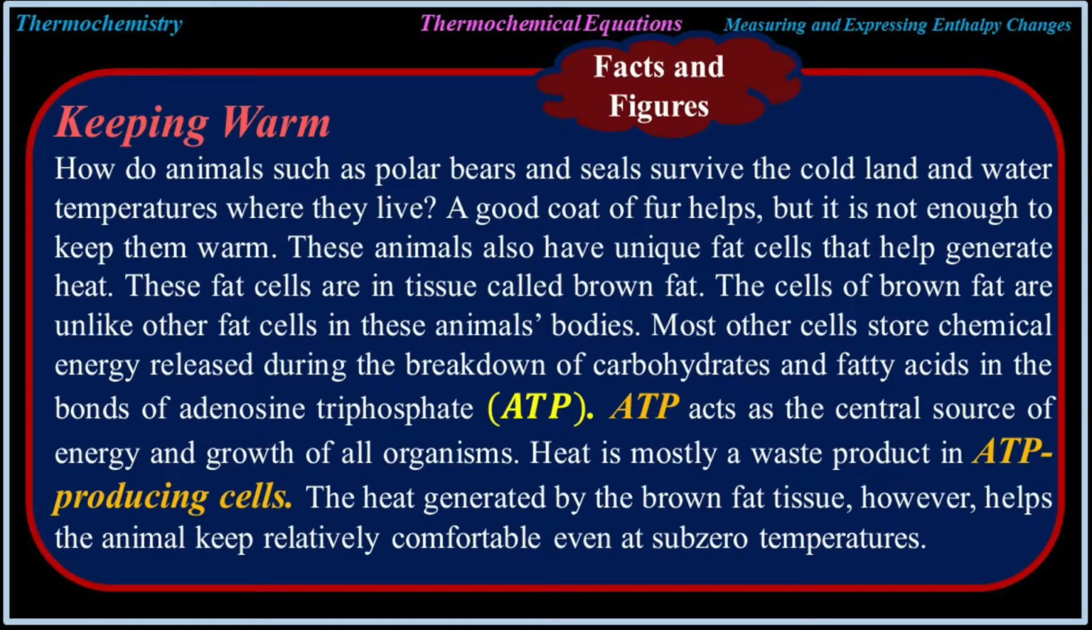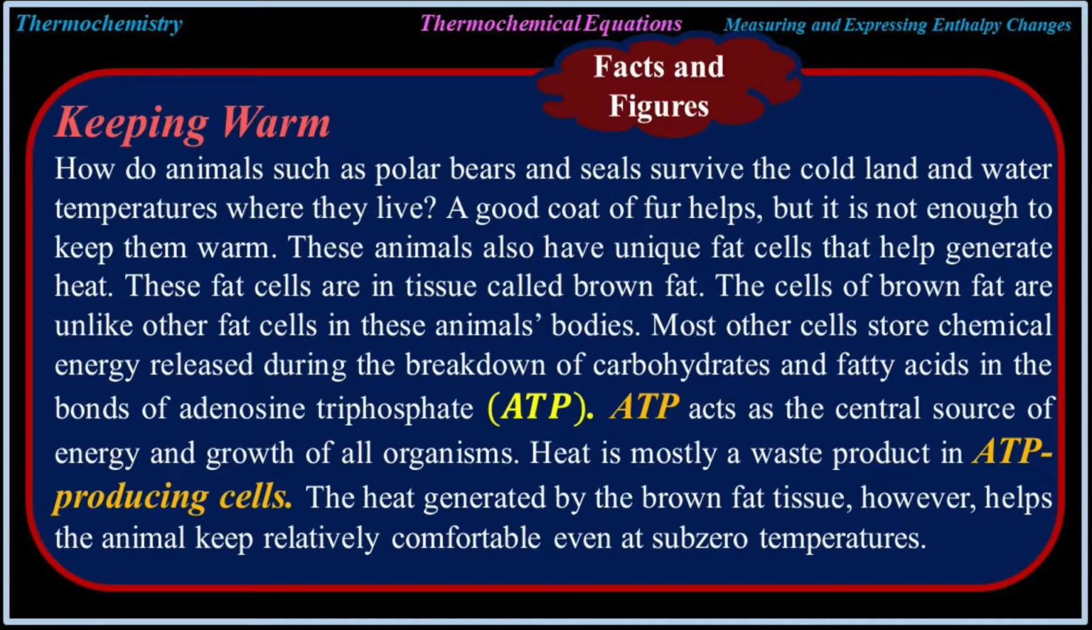Keeping warm. How do animals such as polar bears and seals survive the cold land and water temperatures where they live? A good coat of fur helps, but it is not enough to keep them warm. These animals also have unique fat cells that help generate heat. These fat cells are in tissues called brown fat. The cells of brown fat are unlike other fat cells in these animals' bodies.